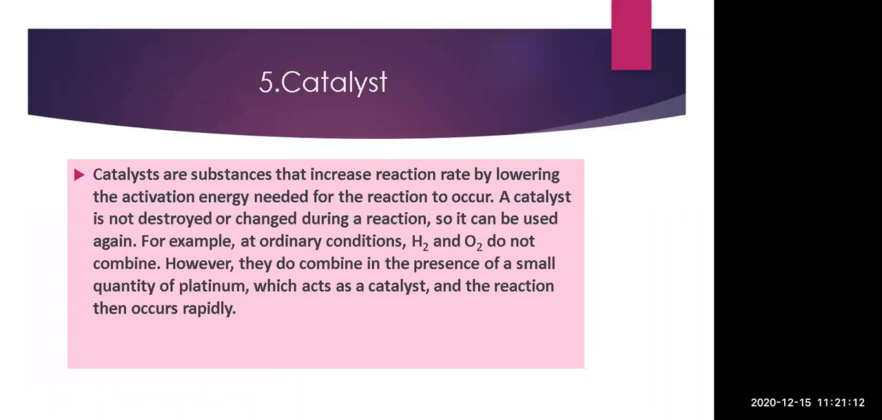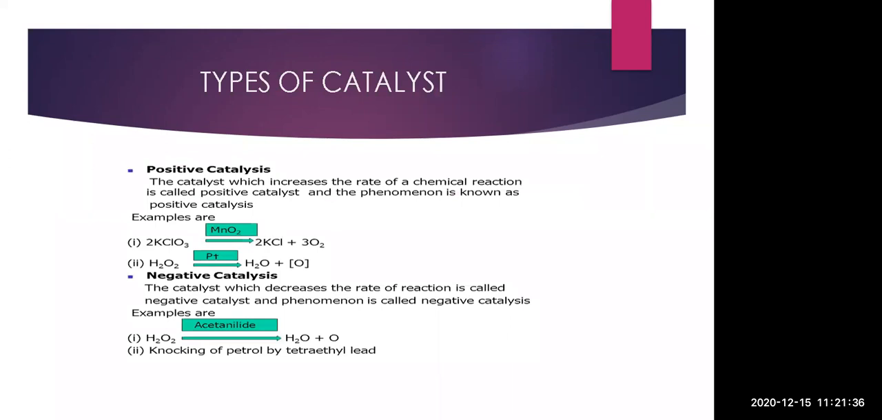Then comes the catalyst. Catalyst means what? The substance in whose presence the rate of chemical reaction changes. It may increase or it may decrease, without causing any chemical change to itself. That is known as a catalyst. So a catalyst may increase the rate of reaction or it may decrease the rate of reaction. It depends upon us which catalyst we want to use, whether we want the positive catalyst to increase the rate of reaction, or the negative catalyst to decrease the rate of reaction.